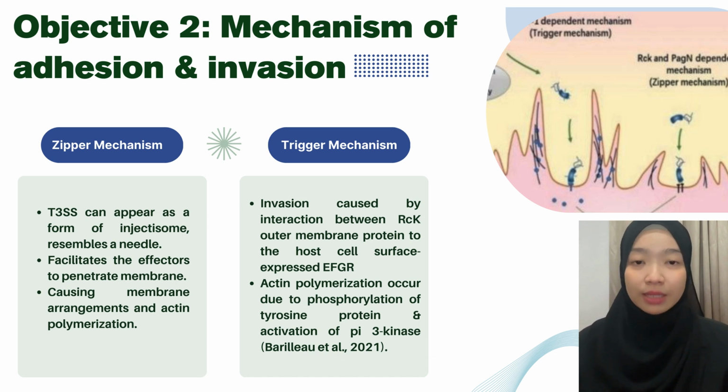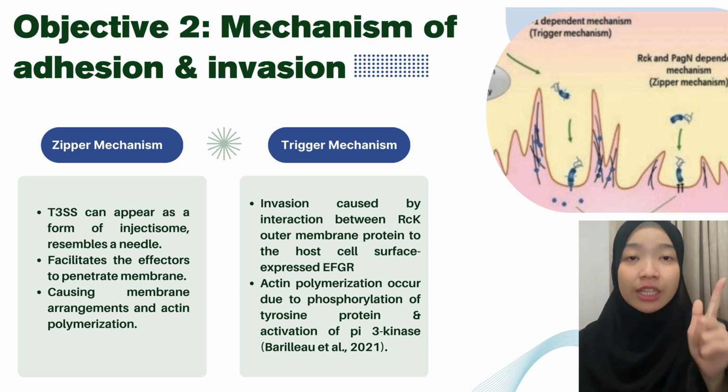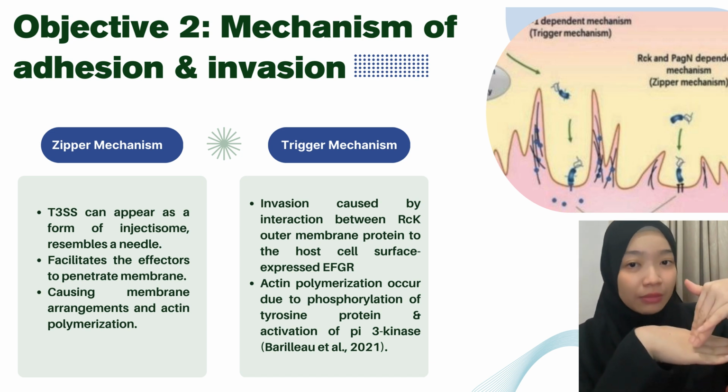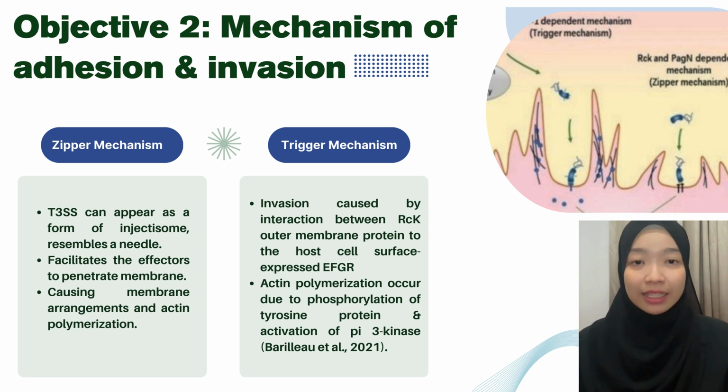There are 2 mechanisms of adhesion and invasion in Salmonella, which are the zipper and trigger mechanisms. In the zipper mechanism, T3SS can appear as an injectisome, resembling a needle, and injects the membrane layer of host cells. It will facilitate the effectors to penetrate the membrane, causing membrane rearrangements and actin polymerization.